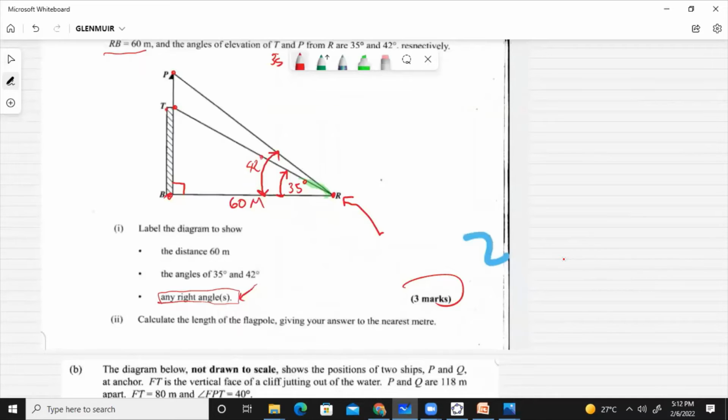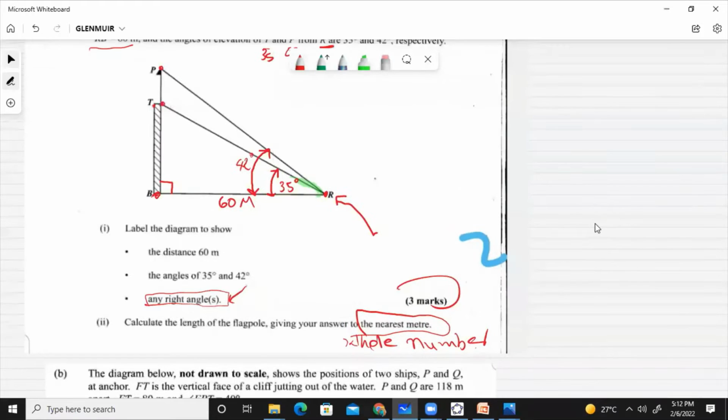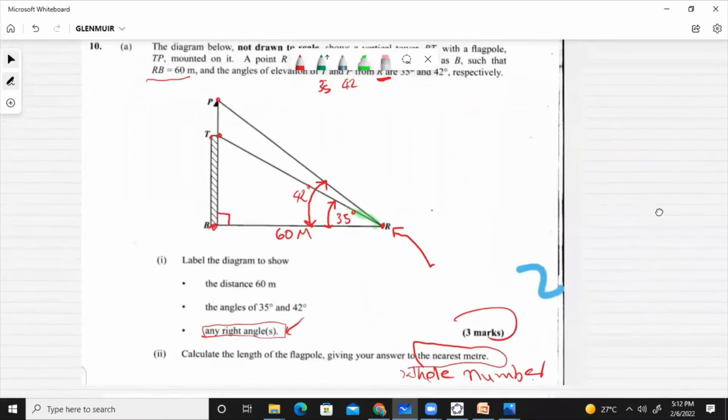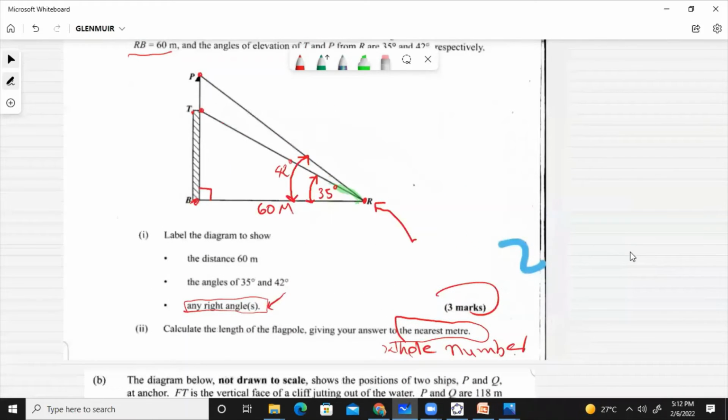It says calculate the length of the flagpole, giving your answer to the nearest meter. Whenever you see stuff like to the nearest meter, to the nearest degree, here's a disclaimer. They really meant a whole number. So remember, when they use these terminologies, all they are saying is to the nearest whole number. So you're not going to work with 1 decimal place or 2 or 3. That's what they're really referring to there. But this is their way of saying it so that one or two people might not pick up. All right, let's jump on the question.